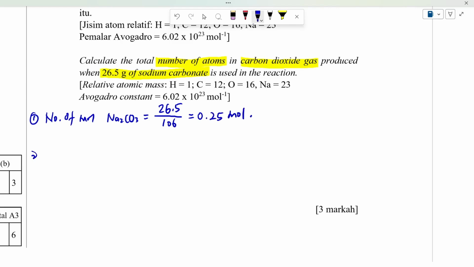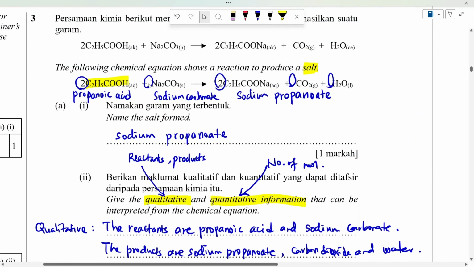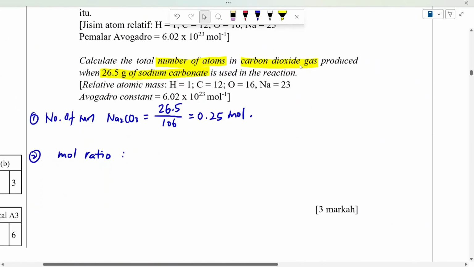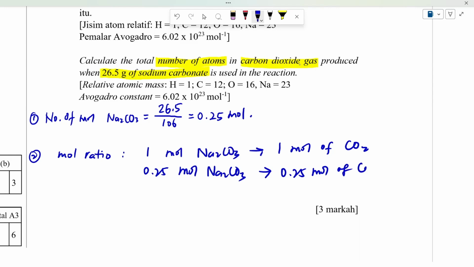Number 2, we need to find the mole ratio. So for the mole ratio, we have to look into the equation. Sodium carbonate is 1 mole, carbon dioxide is also 1 mole. So 1 mole of sodium carbonate produces 1 mole of carbon dioxide. So if 0.25 mole of sodium carbonate, you produce the same 0.25 mole of carbon dioxide.